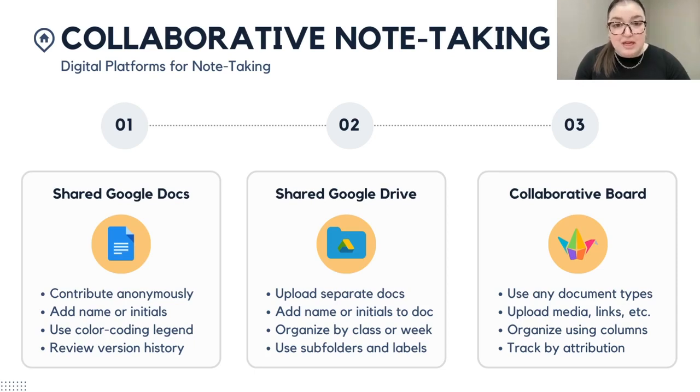What's great about this is that there are a few options in terms of how students can contribute. The first is that students can contribute anonymously if you want to have a lower stakes shared note taking method. Students could alternatively add their name or initials to whatever notes that they contribute to the shared note taking document. Students could also use a color coding legend to make it clear who is contributing what notes to the document.